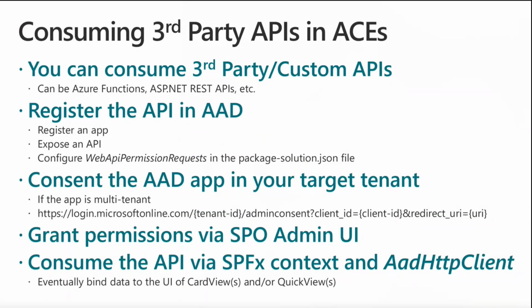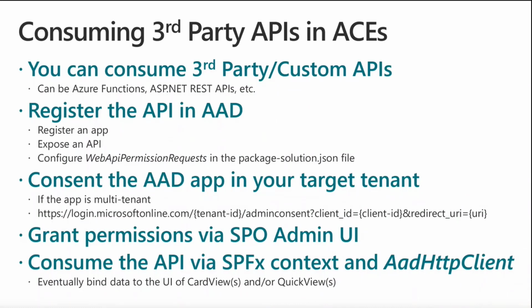So just to set the context, here we're going to see how we can consume a third-party API or a custom API, which can be something built with an Azure function or an ASP.NET REST API or whatever else you like. We simply need to register the API as an Azure Active Directory application in the target Azure AD tenant, and we need to expose an API, and we will see how to do that. Once you've done that, you need to configure in the package solution JSON file of your SPFx solution, because an adaptive card extension at the very end is just an SPFx solution.